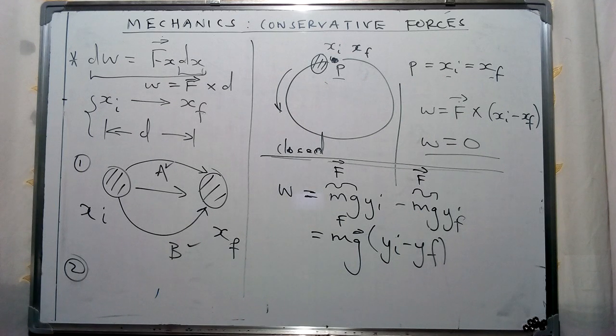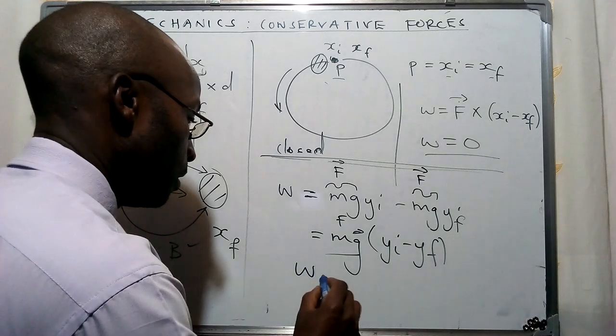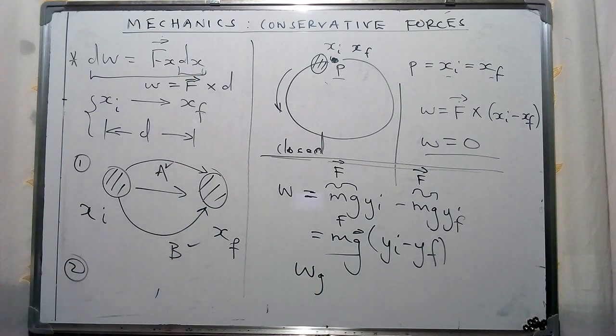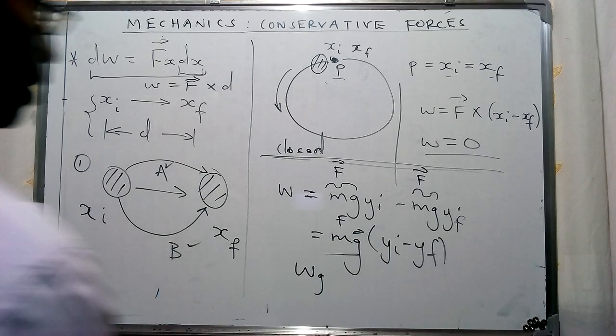Now we can see that this mg is dependent on the y initial and the y final, but it's also independent of the path that is taken, and therefore we can consider that to be a conservative force. That can be given in terms of Wg, the work done by gravity, which is a conservative force, as I have said. So we're going to look at another aspect of this conservative force, which can be given in terms of the potential energy, which we looked at in our previous discussion.